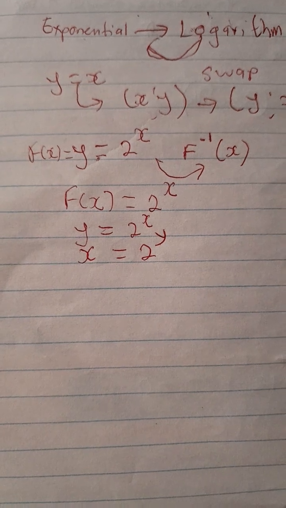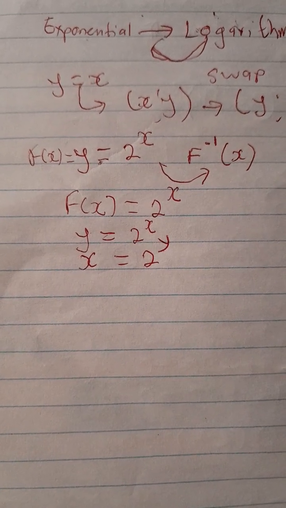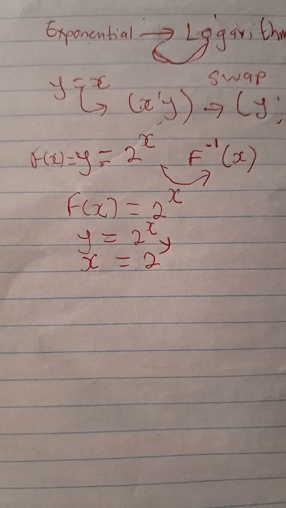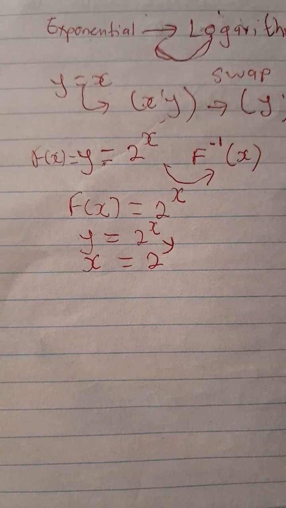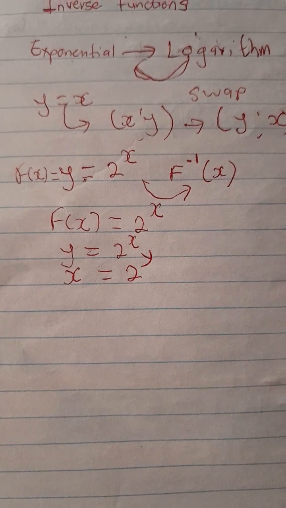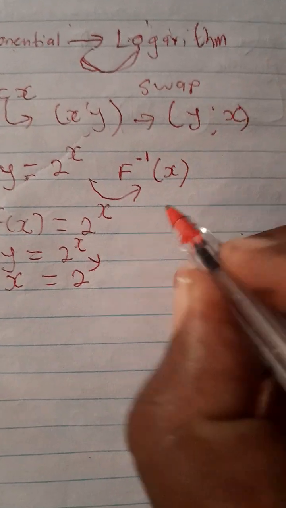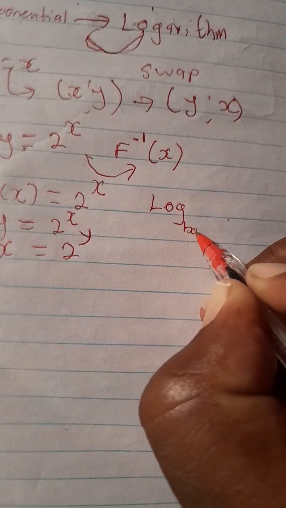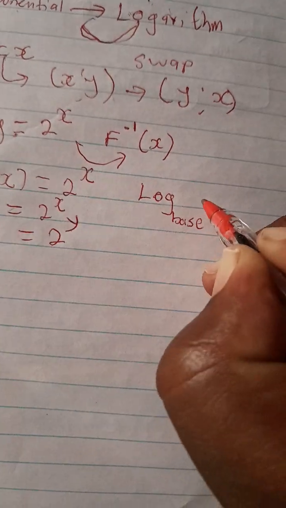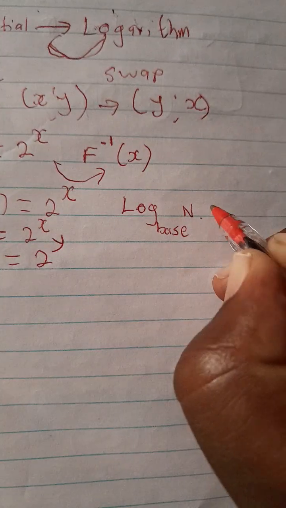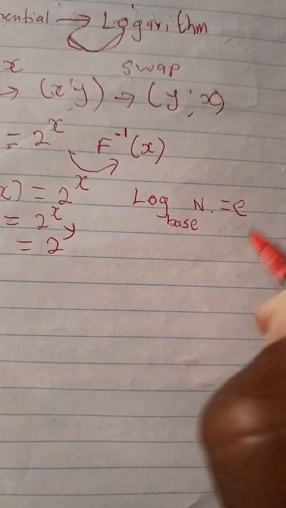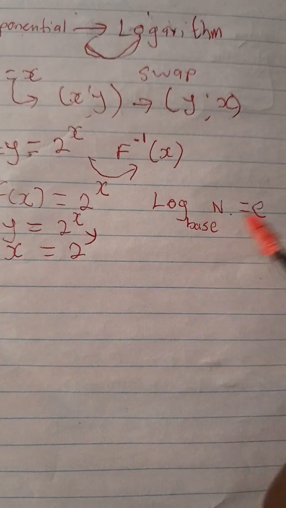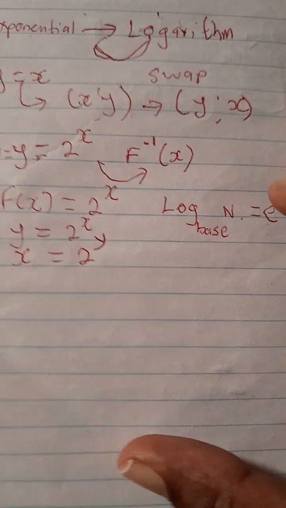Remember what I told you: since you're working with an exponential, we said that the inverse of an exponential is a logarithm. So to write this in log form, this is what you should remember. There's a manner of writing it. It's log base number equals exponent, when you want to change your exponential to a logarithm function.